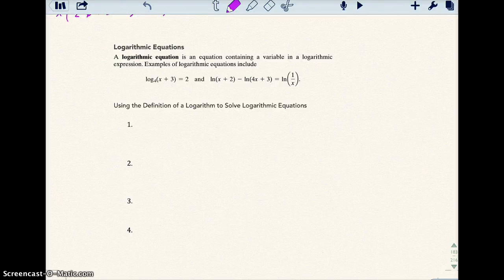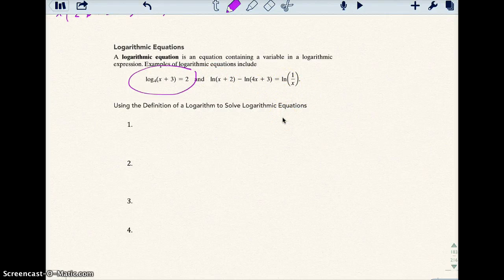Let's continue on with solving an equation. This time we're going to talk about a logarithmic equation. A logarithmic equation is an equation that contains a variable in a logarithmic expression. Here's an example right here. This equation has a logarithmic expression: log base 4 of x plus 3 equals 2. Here's another logarithmic equation. Here we have the natural log, and then the natural log here.